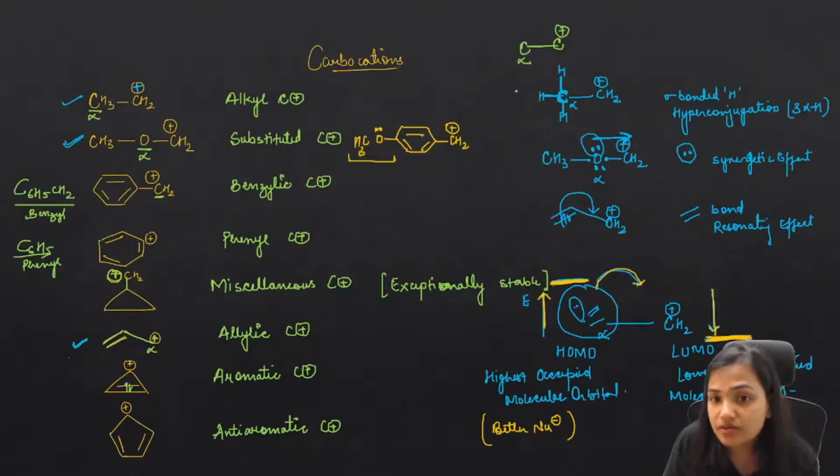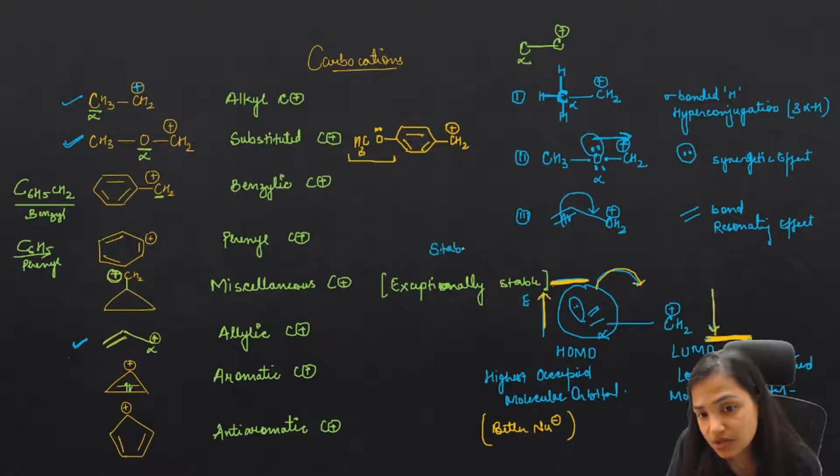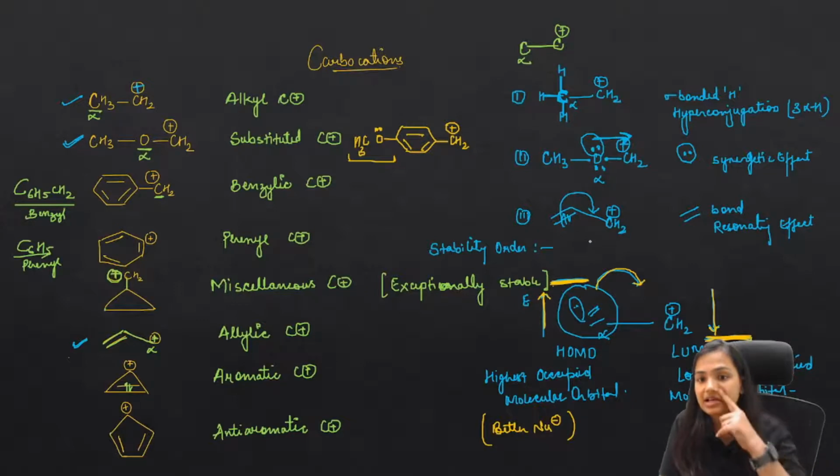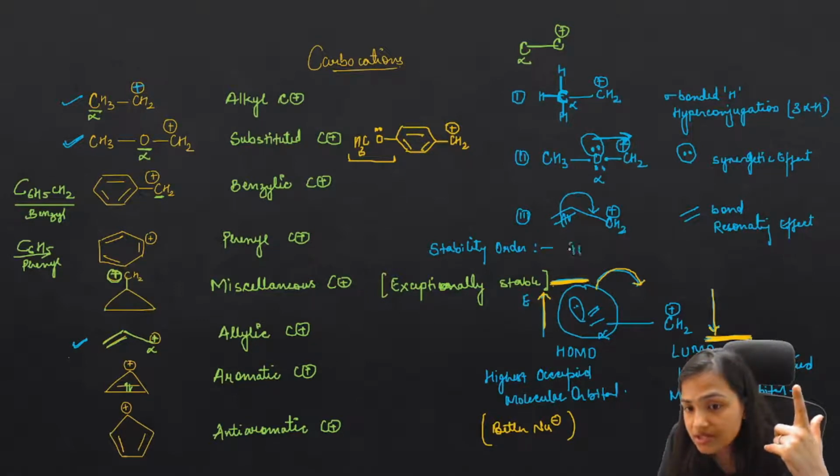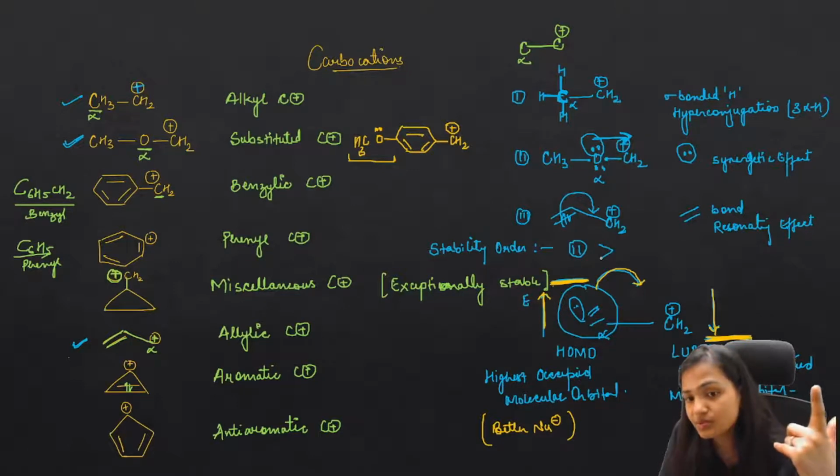So out of these three examples, that is example number 1, 2 and 3, if I ask you the stability order, what will be your answer? Your answer has to be that the lone pair one is going to be more stable. That is, option number 2 is going to be more stable.